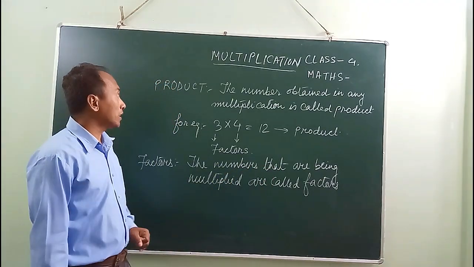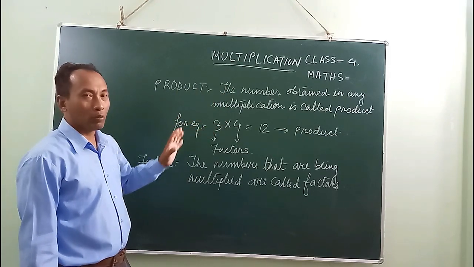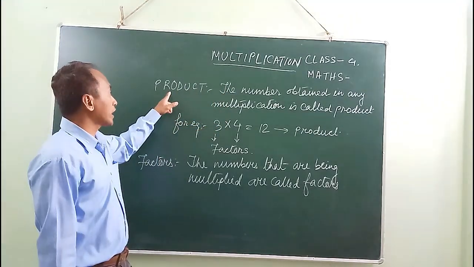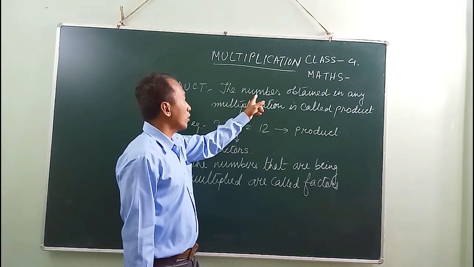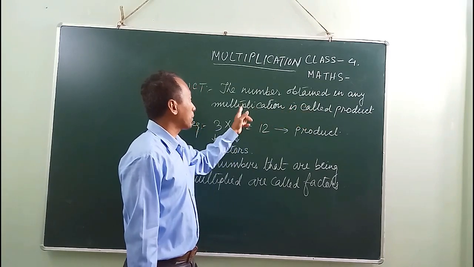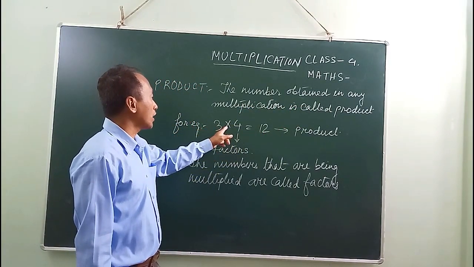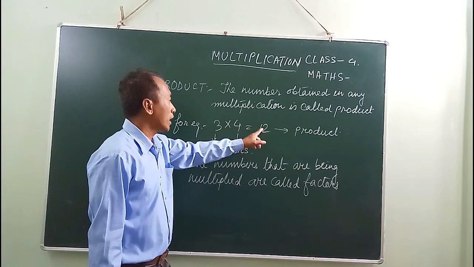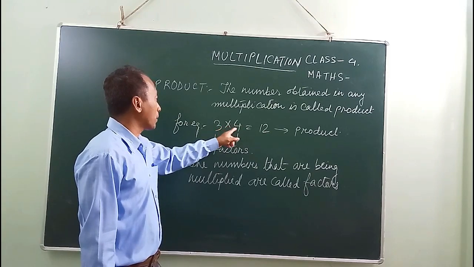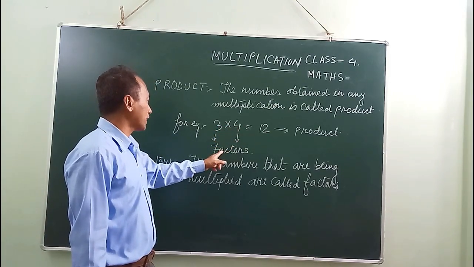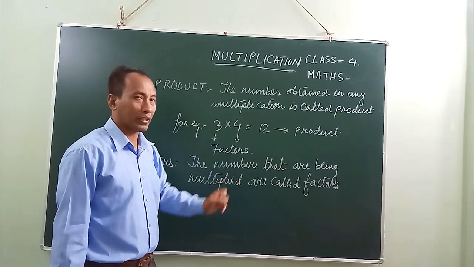Once again I repeat, before learning the multiplication and multiplication table, we need to know some of the things. That is first product. What is product? Product is the number obtained in any multiplication. For example, I am multiplying 3 into 4 and I am getting 12. 12 is called the product, and 3 and 4 that are being multiplied are called the factors. So the numbers that are being multiplied are called factors.